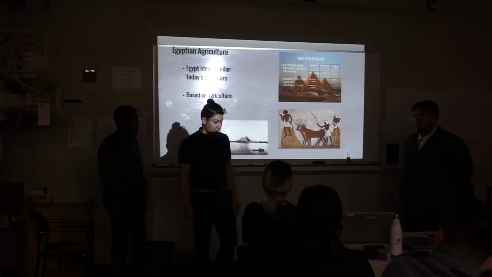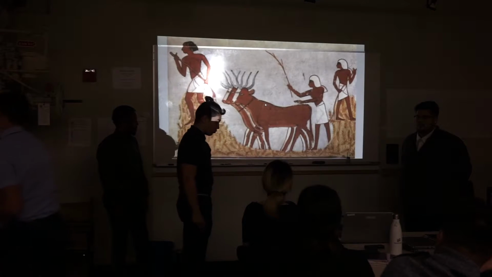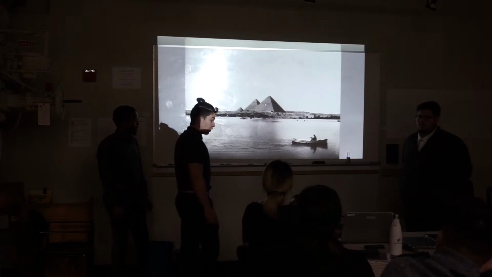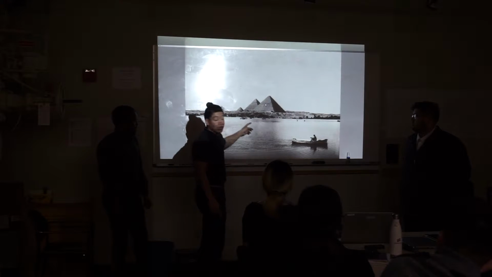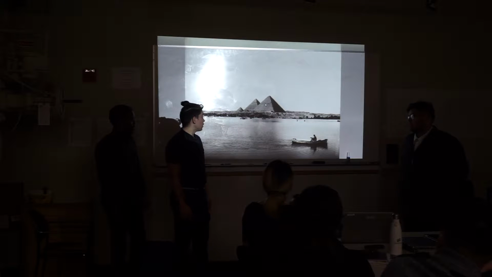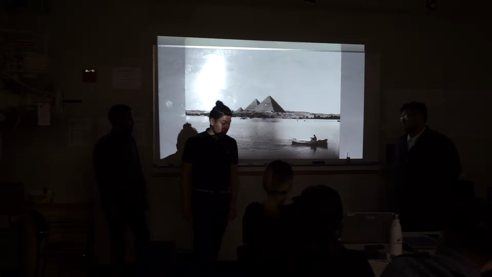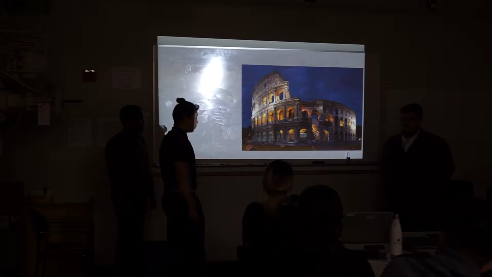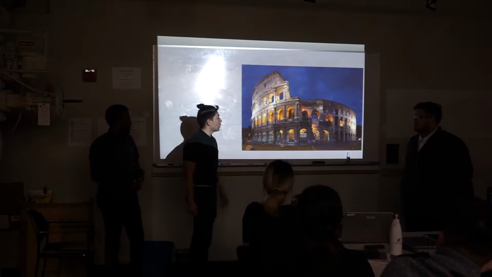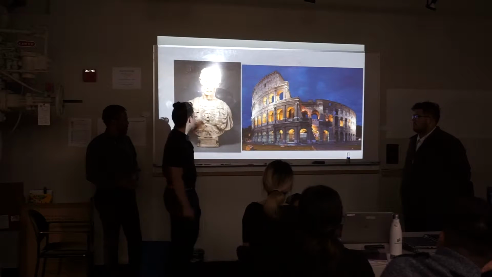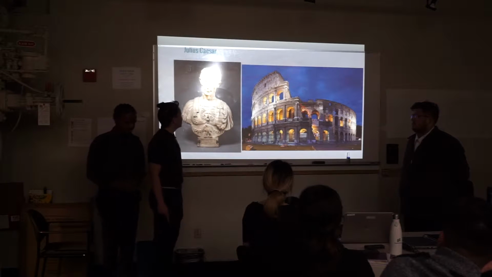And this was all based off of the flooding of the Nile River. So once a year the Nile would flood, and that's when they would grow their crops. But then the ideas for the calendar were later implemented in Rome by this guy, Julius Caesar.